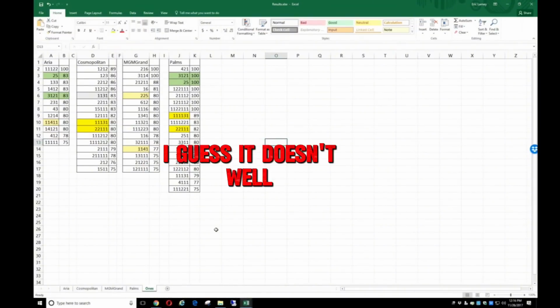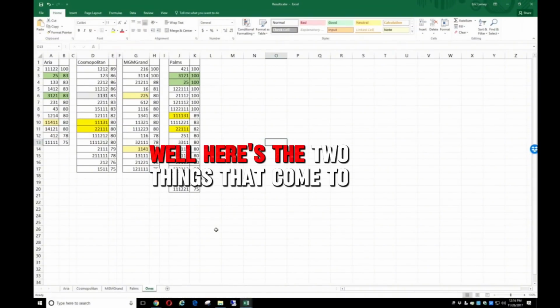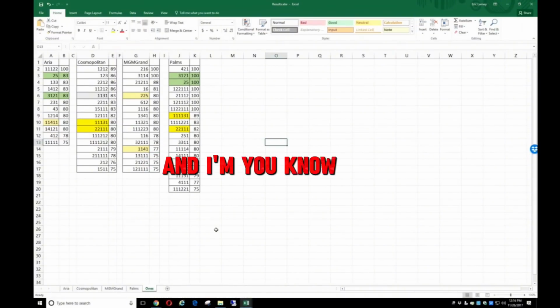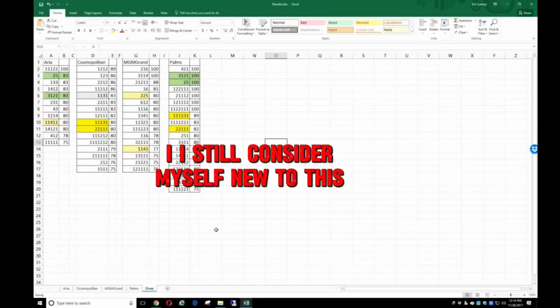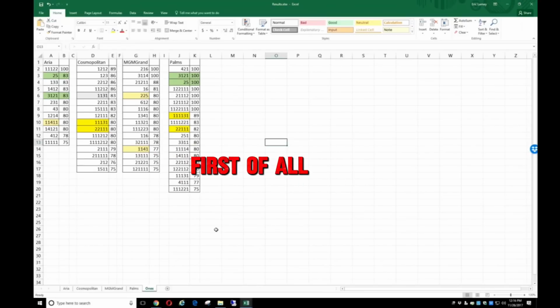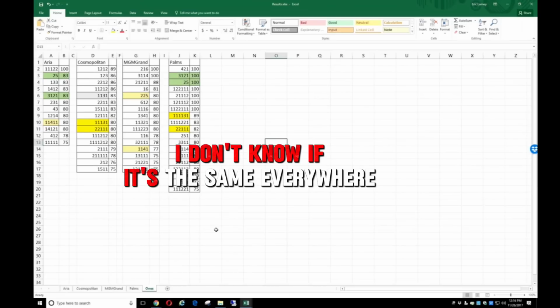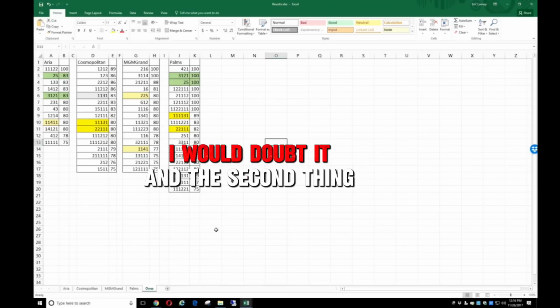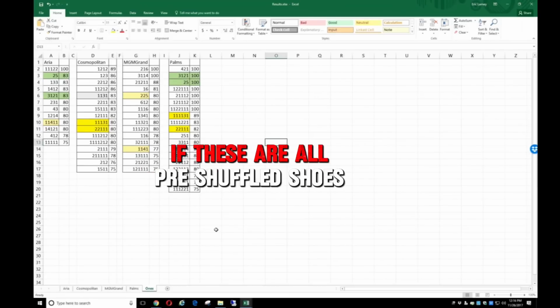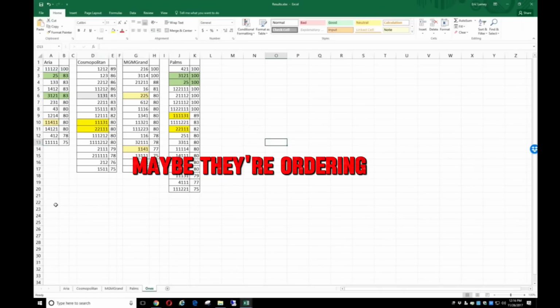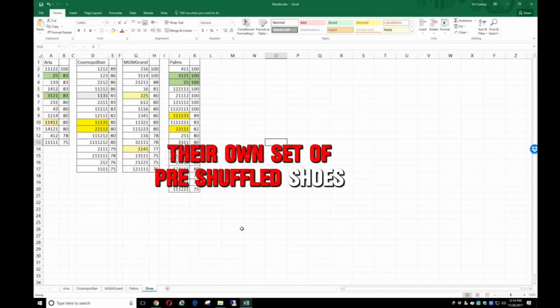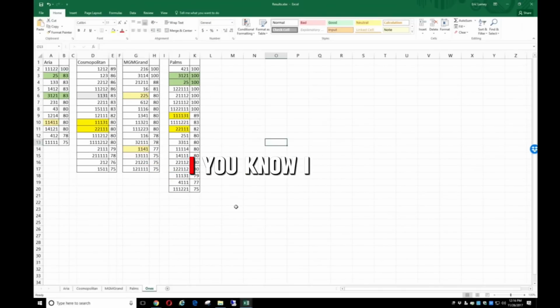Yeah. Well, here are the two things that come to mind, and I still consider myself new to this. First of all, each casino is going to have a shuffling procedure. I don't know if it's the same everywhere. I would doubt it. And the second thing, if these are all pre-shuffled shoes, maybe they're ordering their own set of pre-shuffled shoes. Yeah, I guess.